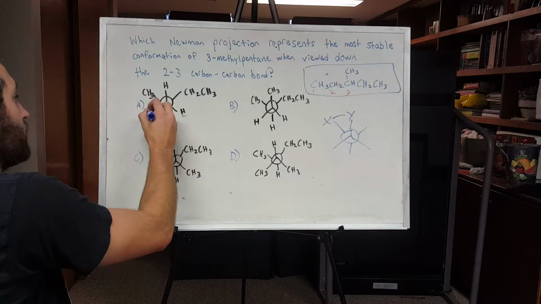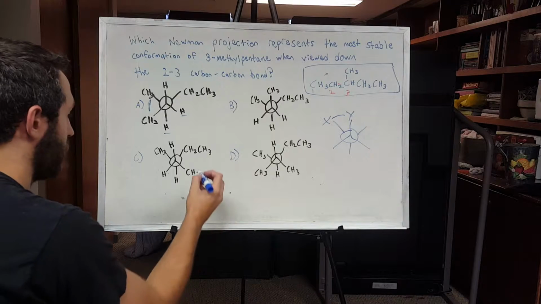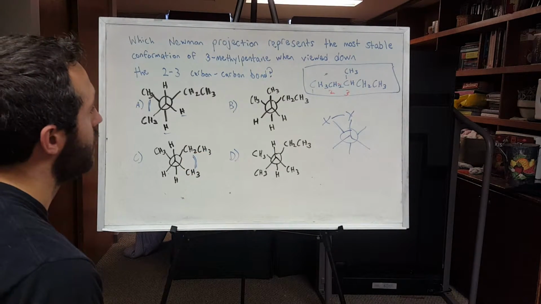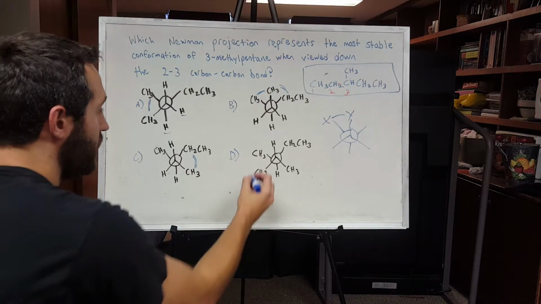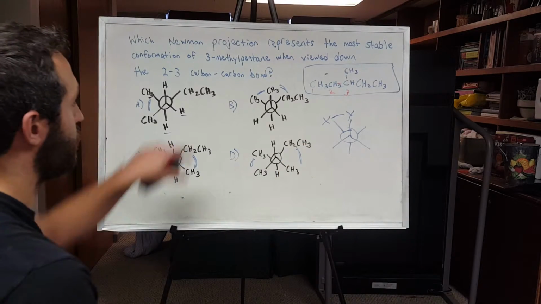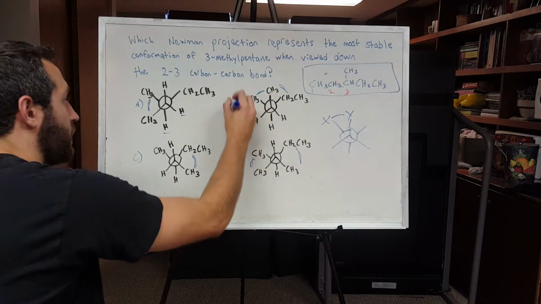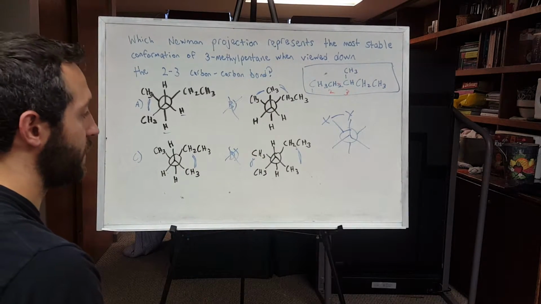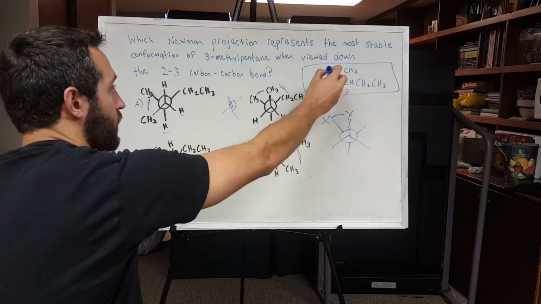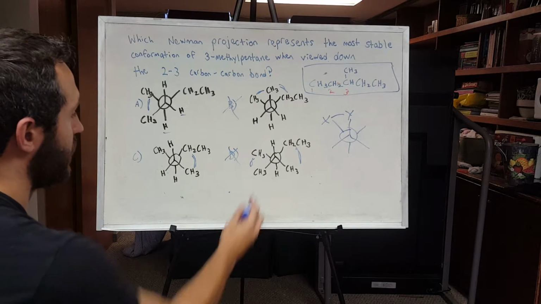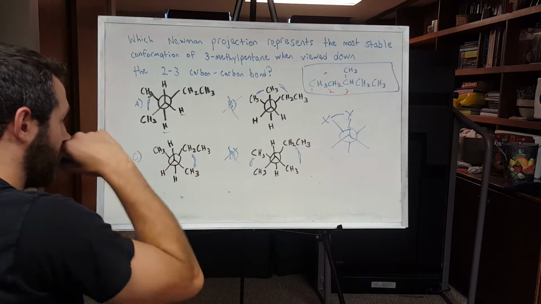So A, for example, has one gauche interaction here. C has one here. B has two, this one and this one. D has two also. So B and D have more gauche interactions than A and C, so we can cross those off right away. Also, D is a completely different compound. It has an extra methyl, so if I added another methyl here, then I'd get D. Hopefully you can tell that this is a different compound than the other ones.